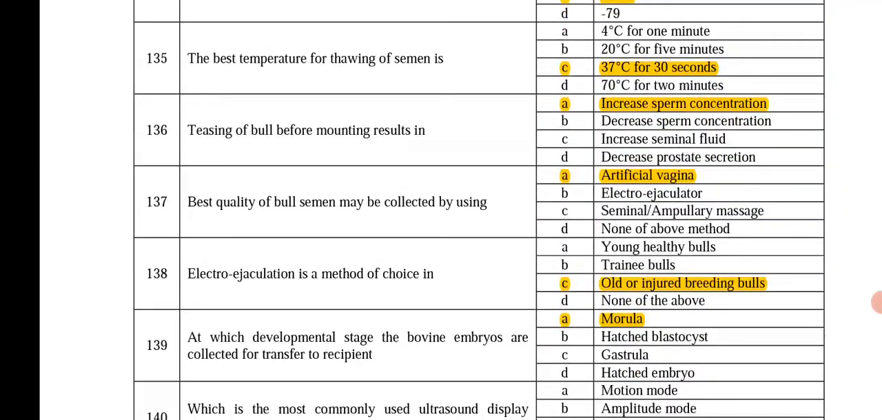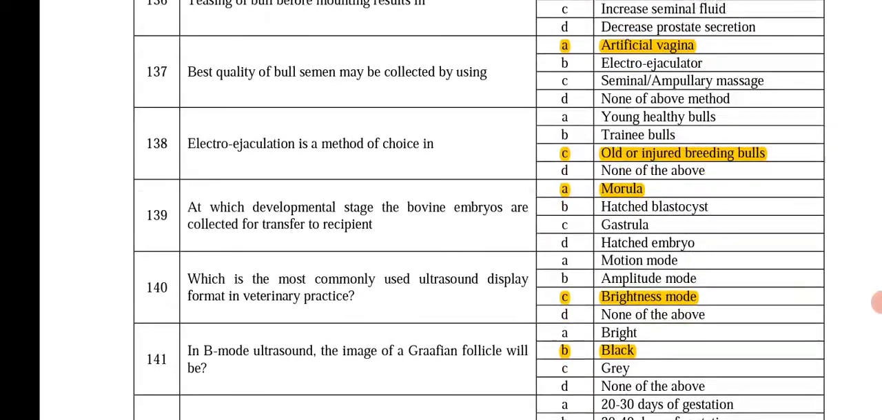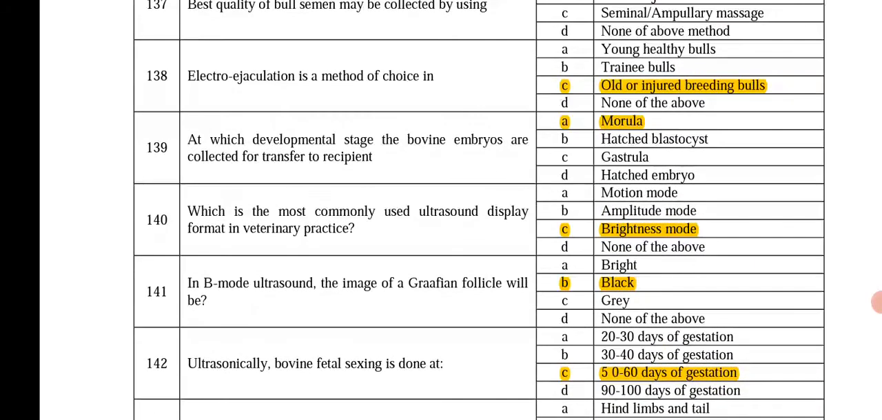Teasing a bull before mounting results in increased sperm concentration. Best quality of bull semen may be collected by using artificial vagina. Electroejaculation is a method of choice in old or injured breeding bulls. At which development stage are the bovine embryos collected for transfer to recipient? Morula. Morula is the development stage at which the bovine embryos are collected for transfer to recipient.